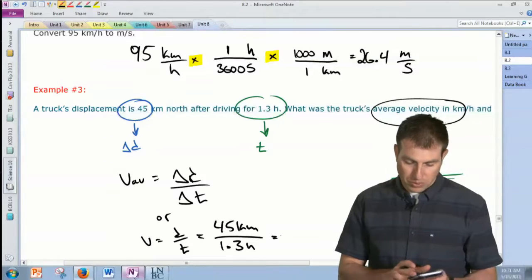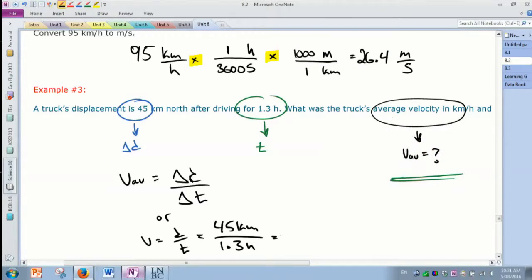45 divided by 1.3 is 34.6. So I'm traveling at 34.6 kilometers per hour. And I know the direction I'm traveling is north. So that's the first part of the question: 34.6 kilometers per hour, north.